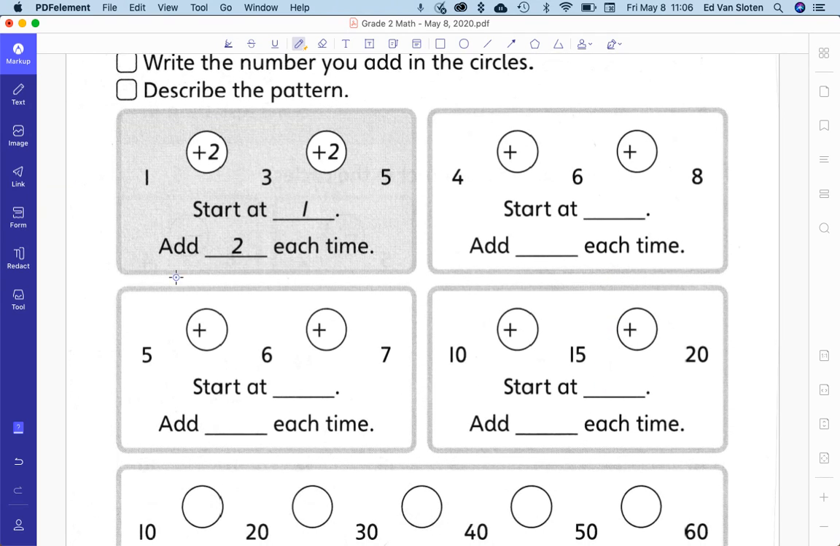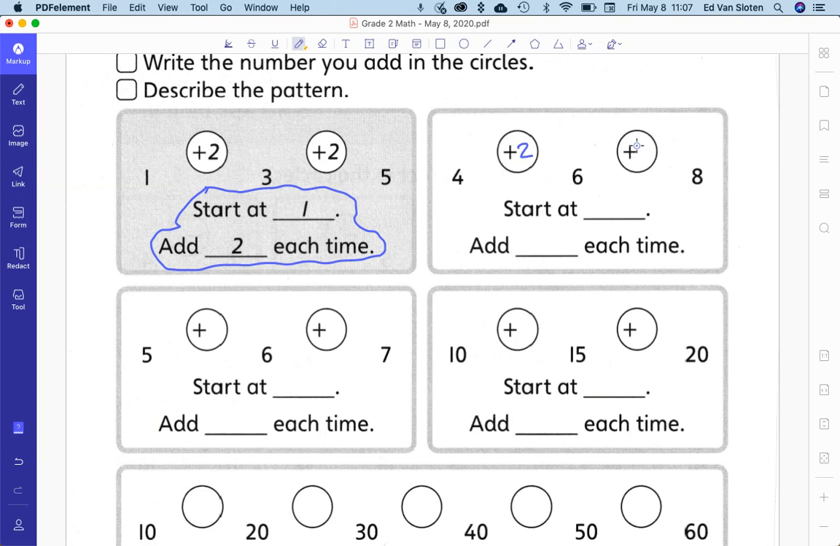Describing patterns. And this is something that we're going to have to get used to. Grade 3s are kind of used to it. They should be. You start at a certain number, and then you're going to either add or subtract some number each time. Start at something, add or subtract a number each time. So your parents should be able to wake you up in the middle of the night and say, 4, 6, 8. What's the pattern rule? Start at 4, add 2 each time. Let me go back to sleep. All right, that's how well you have to know it.